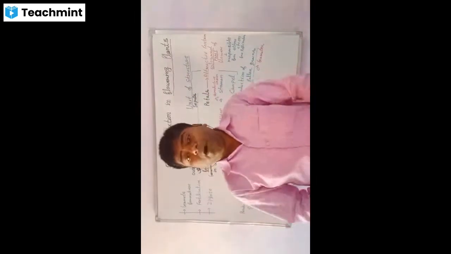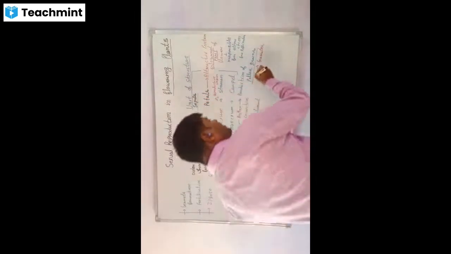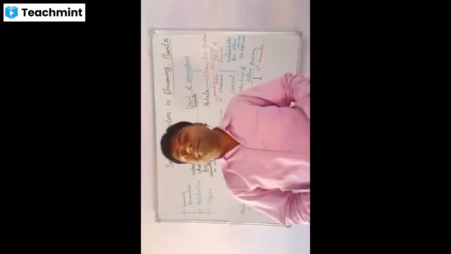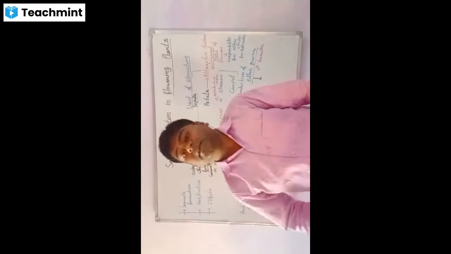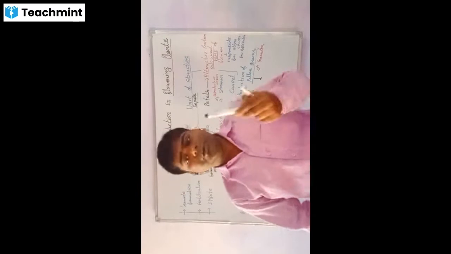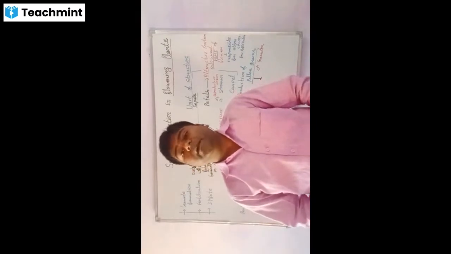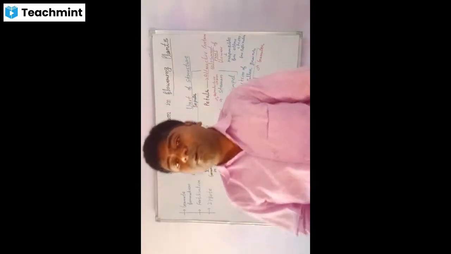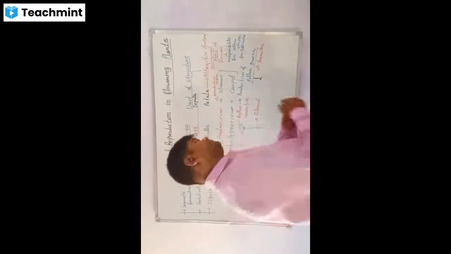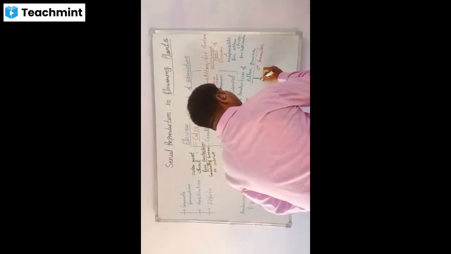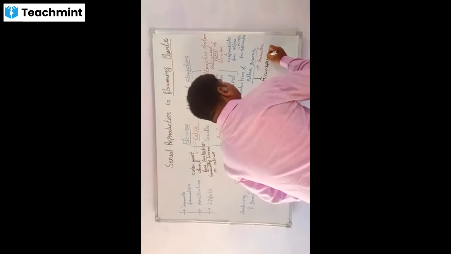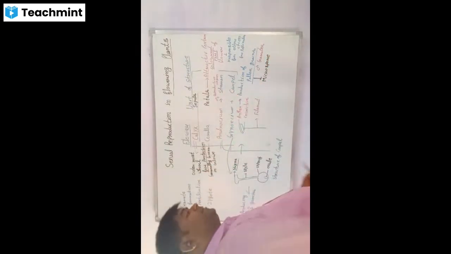See, the pollen grains we are calling microspore, and the process is known as formation of pollen grains. We are calling it microsporogenesis. Microspore. Why are we using this word? They are responsible for the production of pollen grains, which are small in size. These are the concepts everyone has to understand.